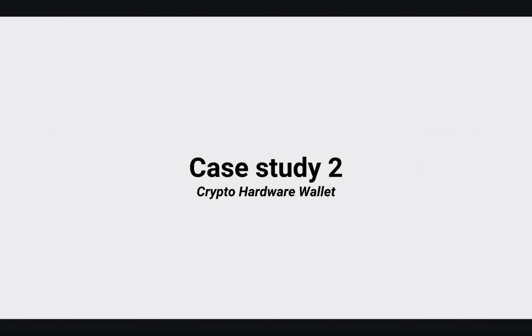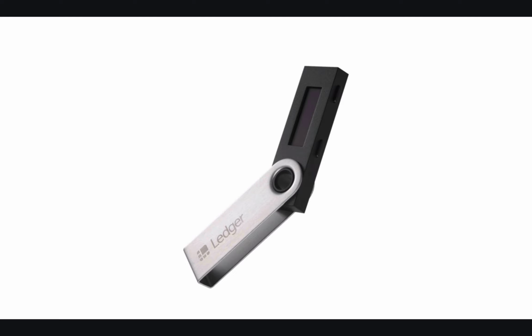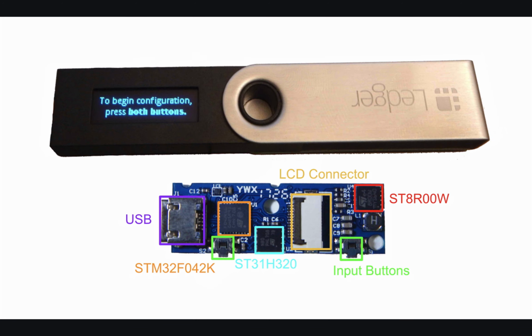Now let's study another case, the crypto hardware wallet. Since the boom of cryptocurrencies in 2017, crypto wallets have been all over the place. The most popular one has been the Ledger Nano S, which happens to be a HID device. Let's actually break it down. As you can see, the Ledger Nano S is made of multiple components. The most important component is the STM32, which handles the HID communication.